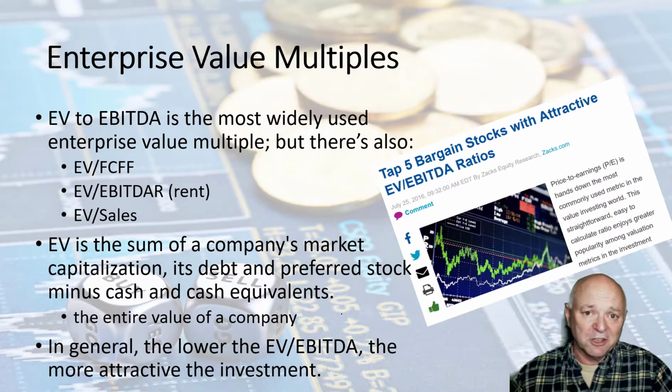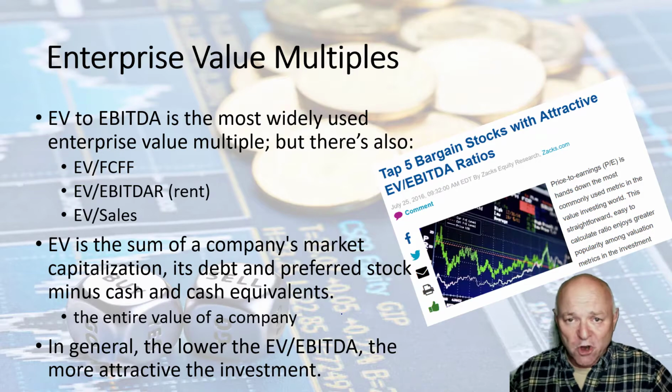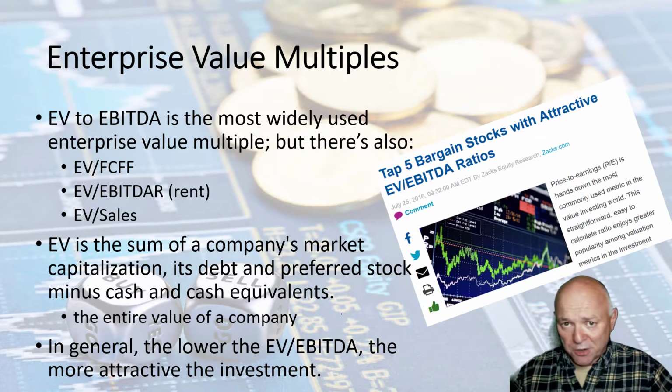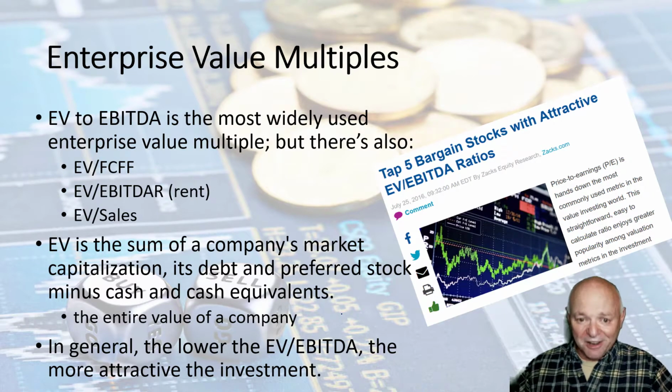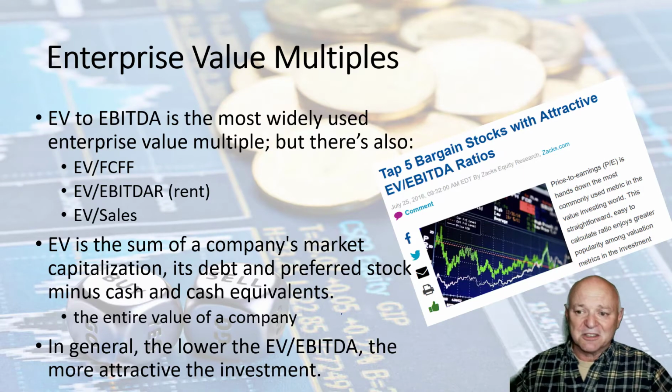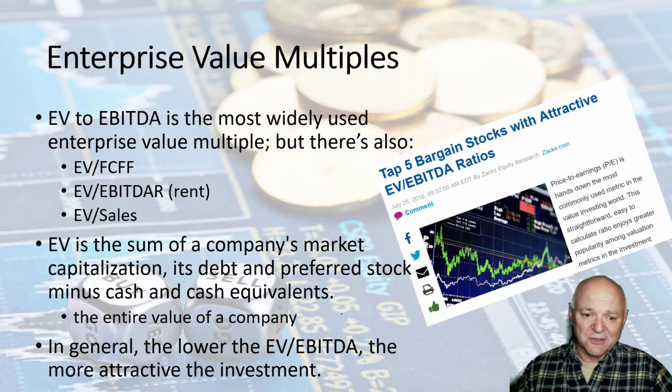Another important tool that we use, a very important part of our toolkit, is to use a multiple of enterprise value. One of the most commonly cited measures of valuation is the EV to EBITDA multiple. But there are a number of other alternatives. Enterprise value to free cash flow to the firm, enterprise value to EBITDAR, including rent, enterprise value to sales are all going to be other alternatives.